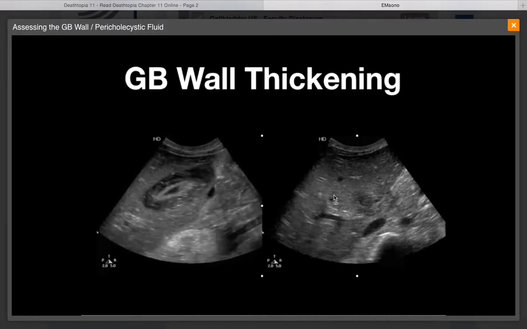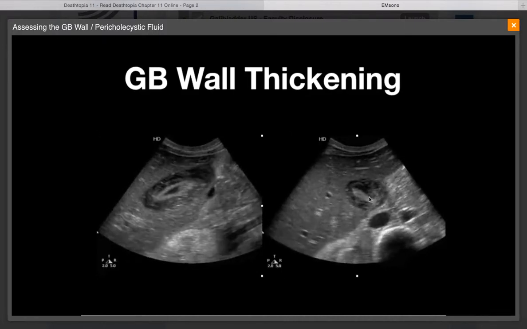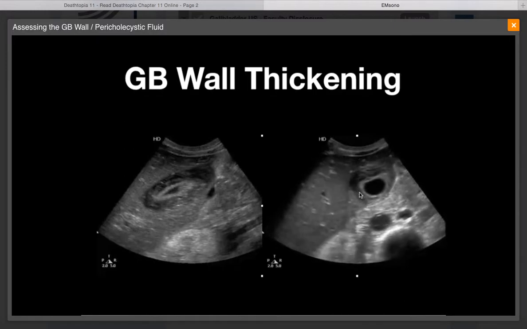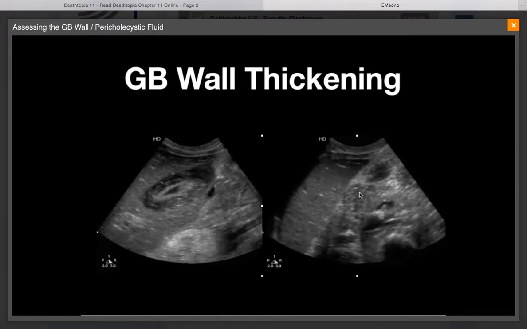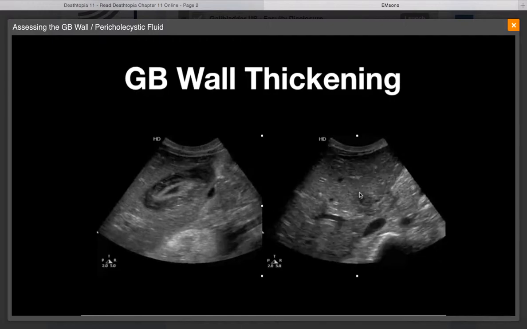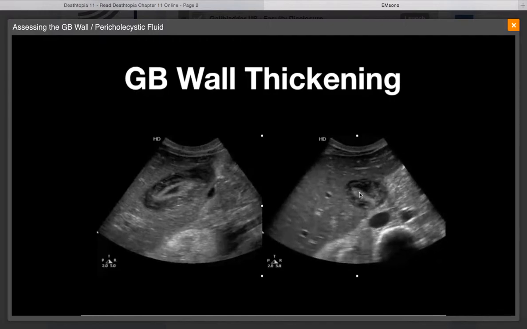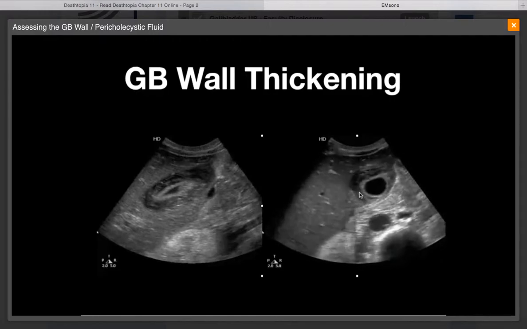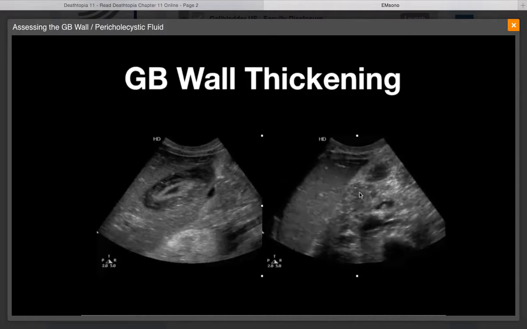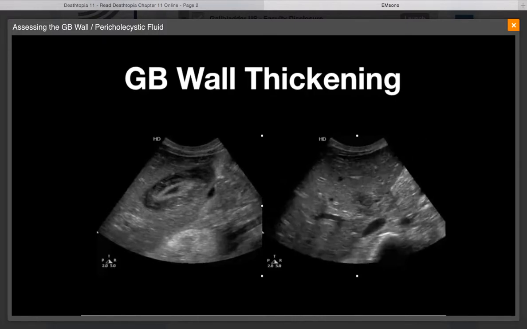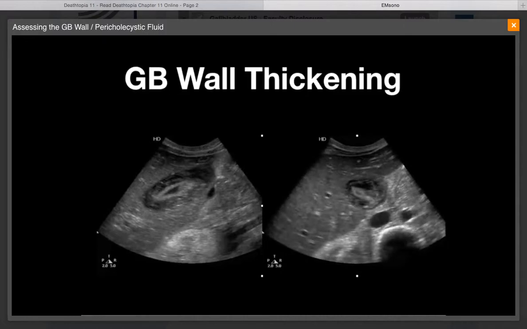On the transverse view, you can also again appreciate the marked wall thickening and the heterogeneous appearance. This was a patient who had no acute biliary disease. This patient had cancer with severe hypoproteinemia, ascites, and sepsis. The wall thickening was non-biliary in this patient.